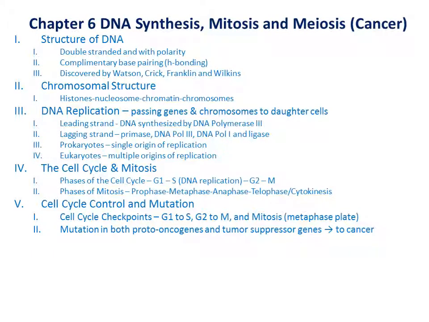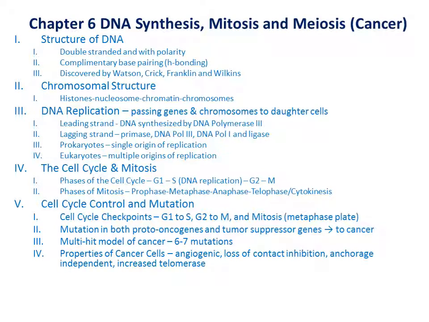So in conclusion, for our discussion of cell cycle control and mutation, we talked about the multi-hit model of cancer, such that you need 6 to 7 mutations in a particular cell for it to become cancerous, and 2 of those mutations have to be in a tumor suppressor gene as well as in a proto-oncogene. And lastly, we talked about some of the properties of cancer cells that make them challenging to treat. That includes angiogenesis, in which they generate their own blood supply, the loss of contact inhibition, the fact that they become anchorage independent, as well as having increased telomerase activity.